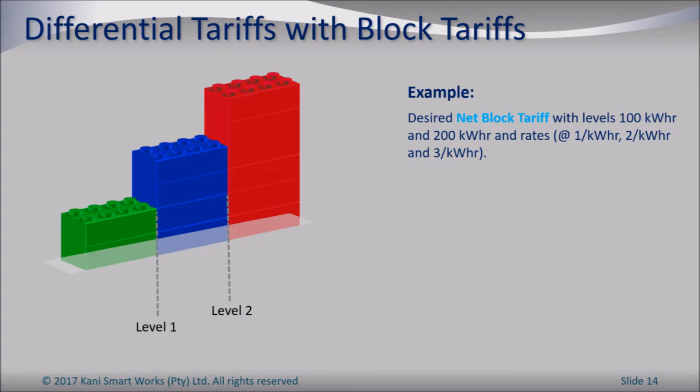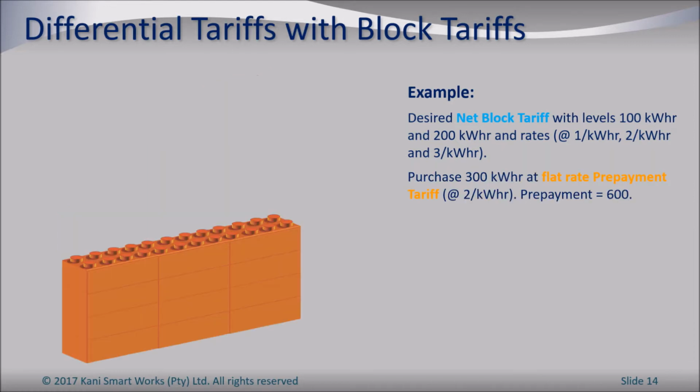This is best illustrated with an example. Imagine that we have a net block tariff with levels of 100 kWh and 200 kWh, and rates of 1, 2, and 3 correspondingly. Now imagine a consumer purchases 300 kWh at the flat prepayment tariff rate of 2 per kWh. They would pay at that time a value of 600.